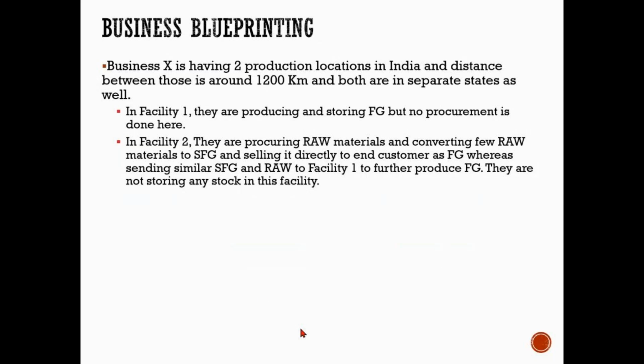work culture and all. Now in facility one, they are producing and storing finished goods, but no procurement is happening at this particular location. In facility two, they are procuring raw materials and converting the raw material to semi-finished good, and also selling this raw material or semi-finished good directly to the end customer as FG, finished good. Whereas the same SFG and raw material is being moved to facility one as well, to consume this semi-finished good and raw material and produce the further finished good. And in this facility two, they are not storing any stock.